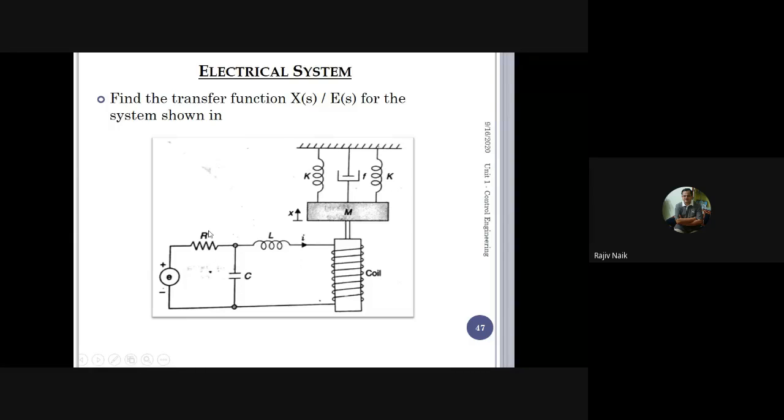Then it is actuated by the electrical circuit. Here there is a supply voltage. When you press the switch, the supply starts. If you release the switch, the supply stops. It passes through a resistance. Resistance means not a physical resistor. The wire has a certain resistance that is modeled as a resistance. There will be one capacitor here, and that capacitance is a storage device, and one inductance is of the coil.